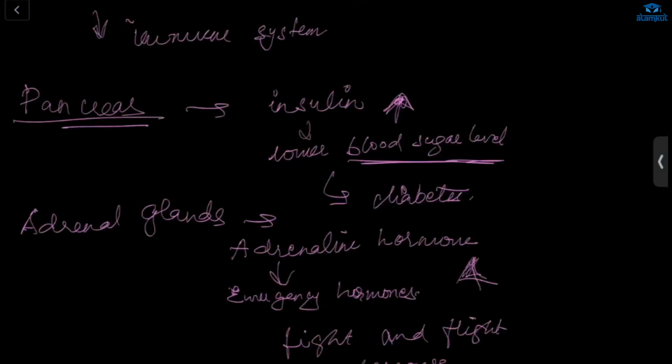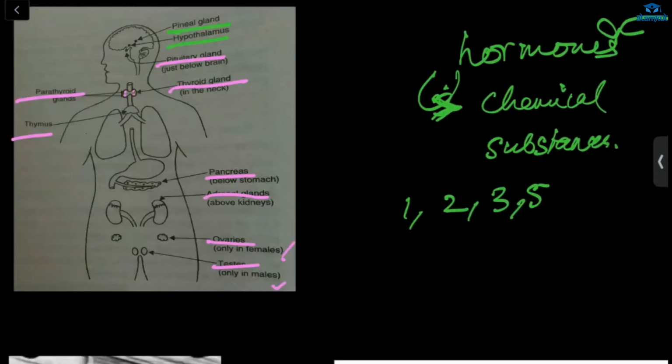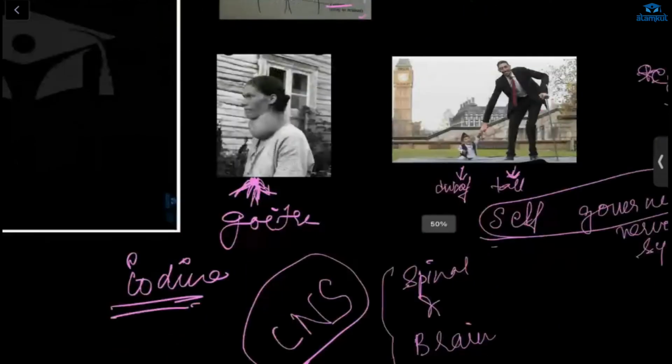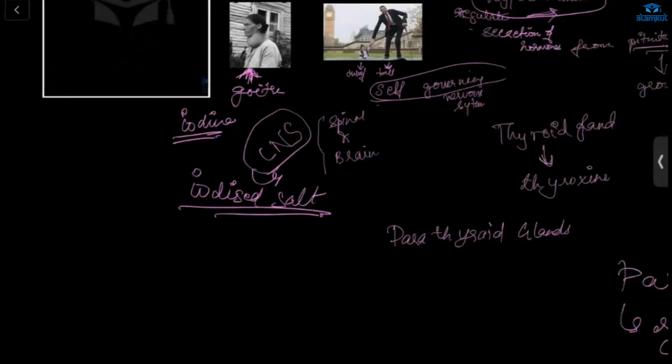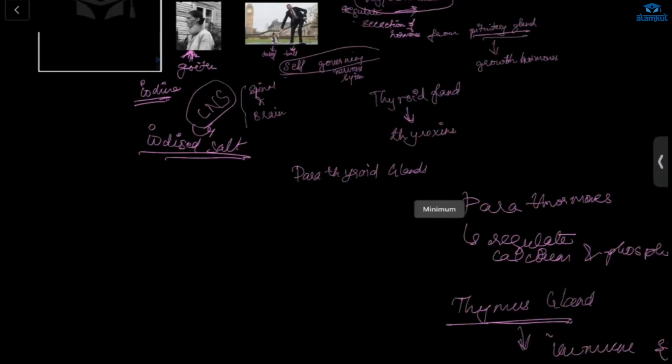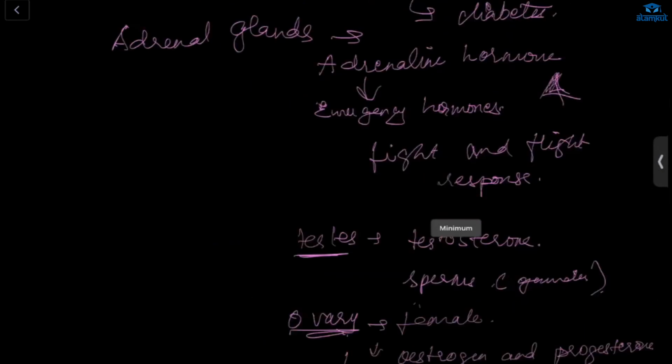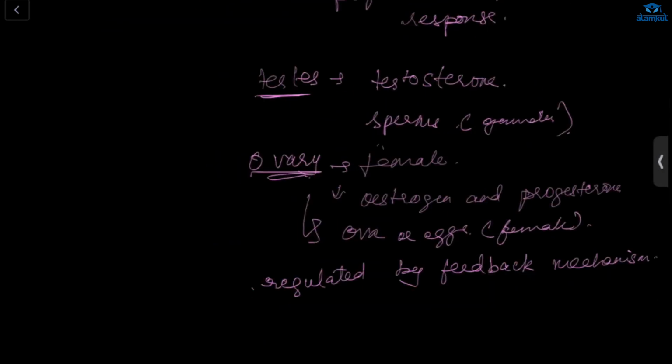And what about this one? This is the pineal gland. What does this secrete? Melatonin. Okay. This will help in the regulation of sleep cycle. All these hormones are regulated by which mechanism? Feedback mechanism.